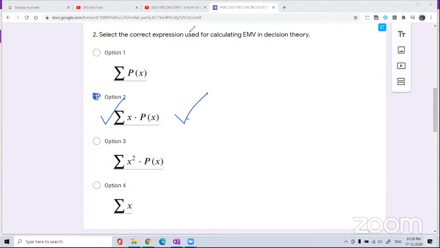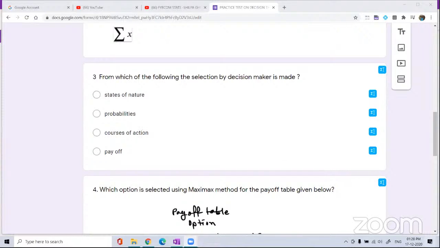Okay, now last question which I will discuss is here. From which of the following the selection by decision maker is made? So decision maker decides, not select. Yeah. So out of these 4, you have to select course of action. Course of action is the correct answer here. Understood?